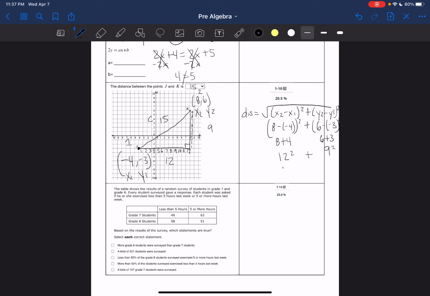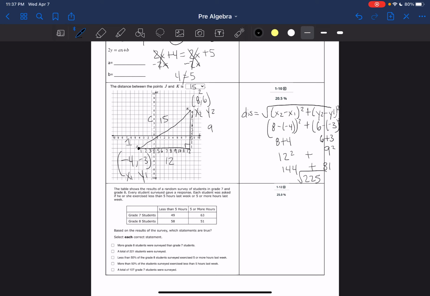When I square those, I get 144 plus 81, which is 225. And my last step is to take the square root of it in order to get the distance. So you could have either used the distance formula or drawing a right triangle in order to find the distance between points J and K.